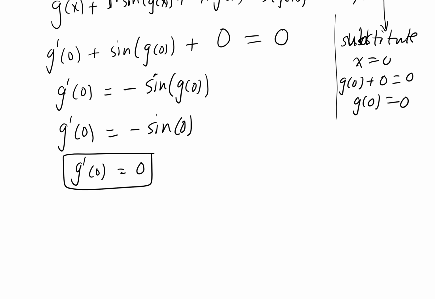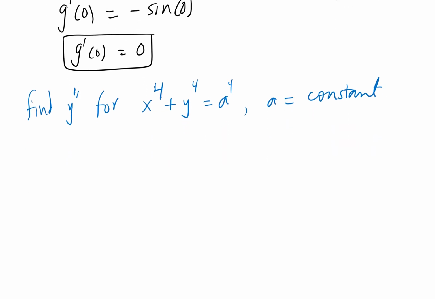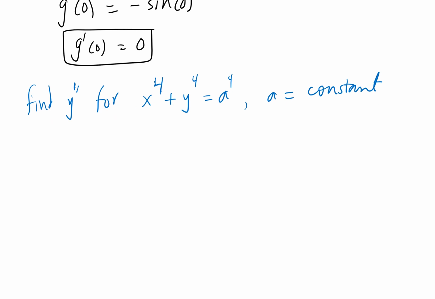Now, let's see if we are asked to find y double prime, the second derivative, for the equation x to the fourth plus y to the fourth equals a to the fourth, where a is a constant. We need to find y double prime. So first we differentiate both sides. We get 4x cubed plus 4y cubed y prime equals 0 because the derivative of a constant is 0. Divide by 4.